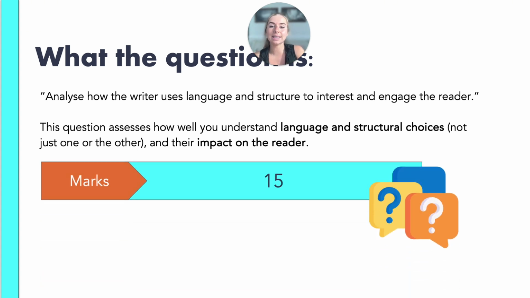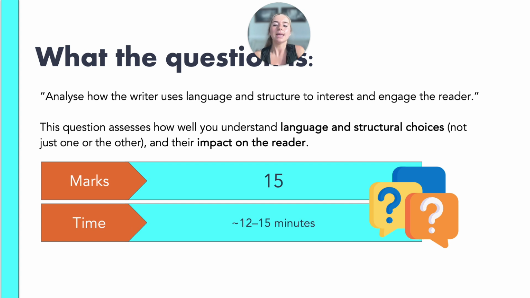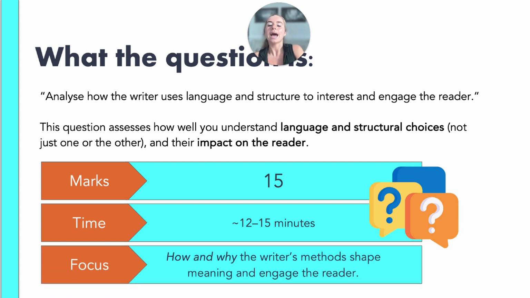So marks for this, it's 15 marks, time is 12 to 15 minutes, and the focus is how and why the writer's methods shape meaning and engage the reader. When I say writer's methods, it's their language and structural choices, their tone, their language, structure techniques, how it shapes meaning, so what it tells us, and how it engages the reader. What is the reader's reaction to it? That's all we're thinking about.